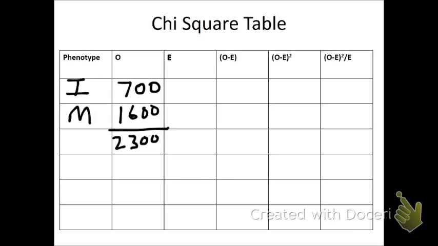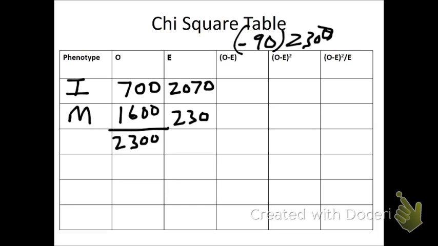To get those expected values, we're going to take the percentages from our question stem. 90% of cells are in interphase, in cells not treated with lectin. So we're going to say 0.90, we're going to convert it to a decimal, times our total number of cells, 2,300. And when we do that, we're expecting 2,070 cells to be in interphase. To get the number of mitosis expected cells, we're going to take 2,300 times 0.10, 10%, and that tells us that we expect 230 cells to be in mitosis.